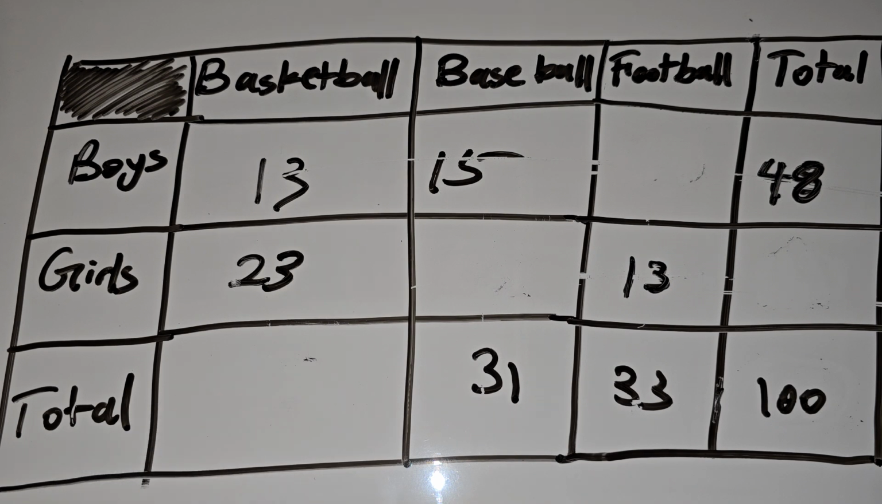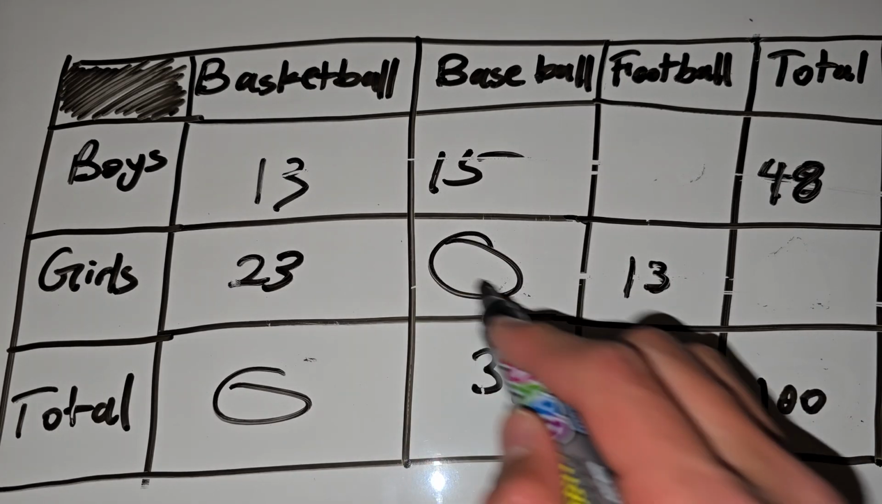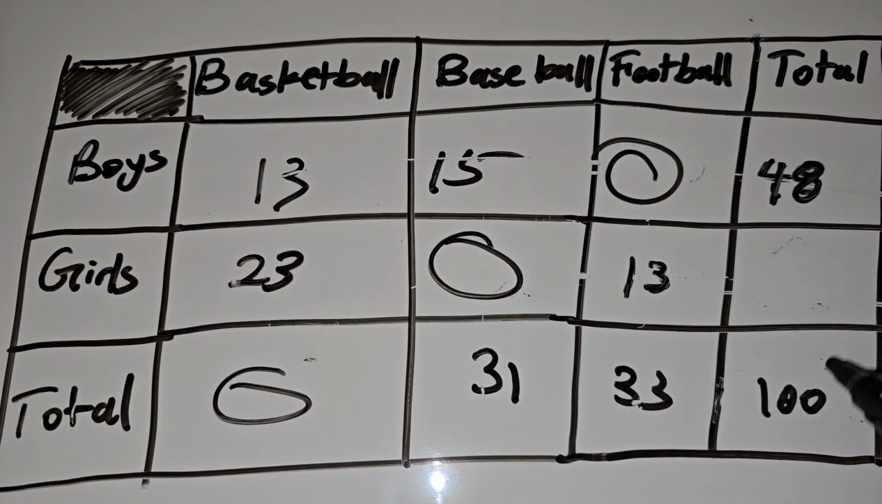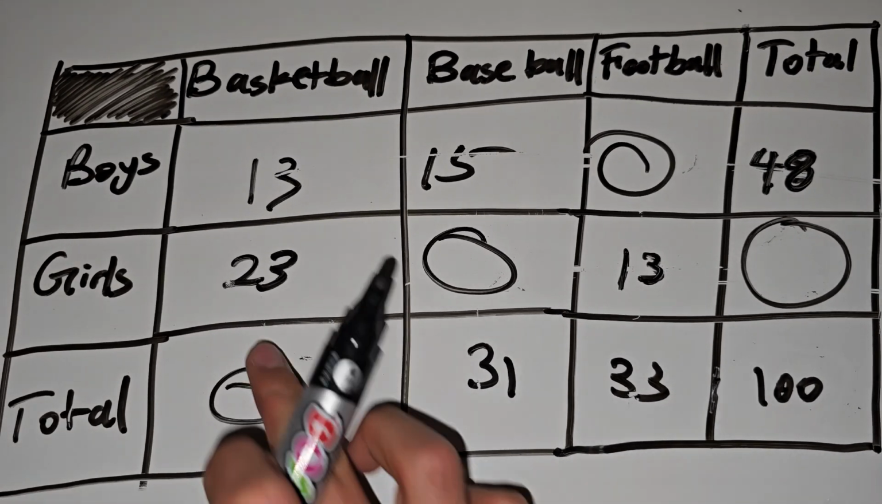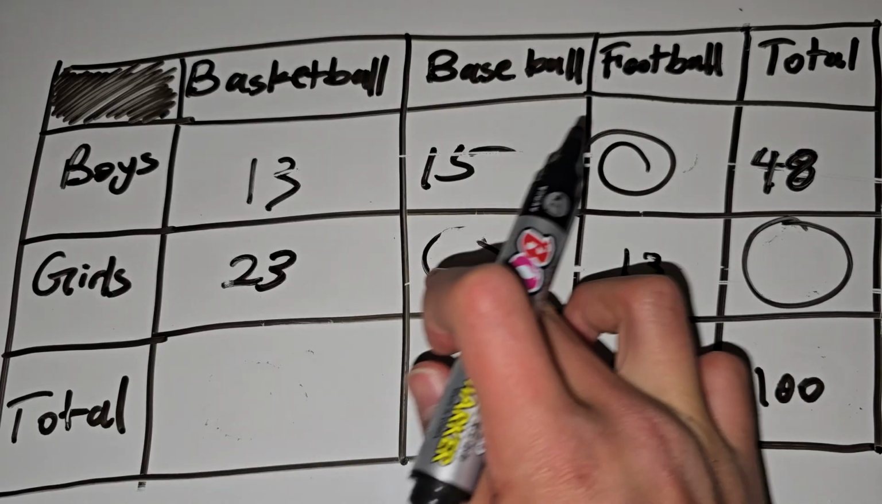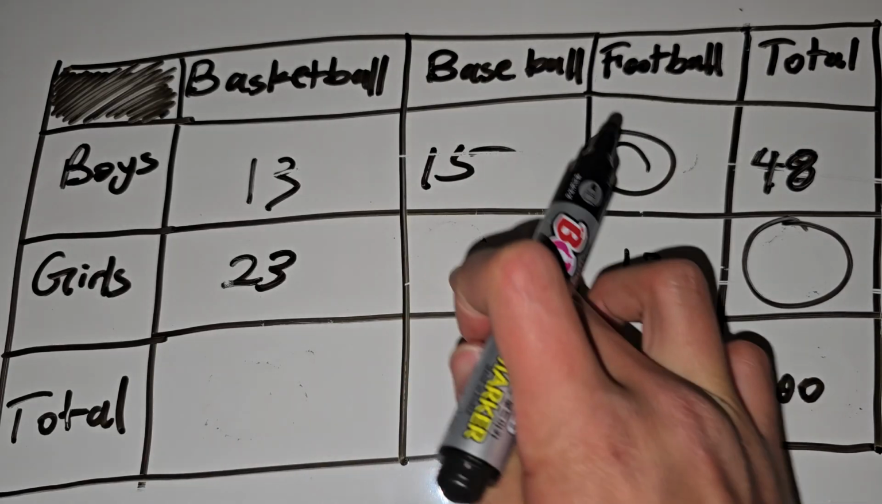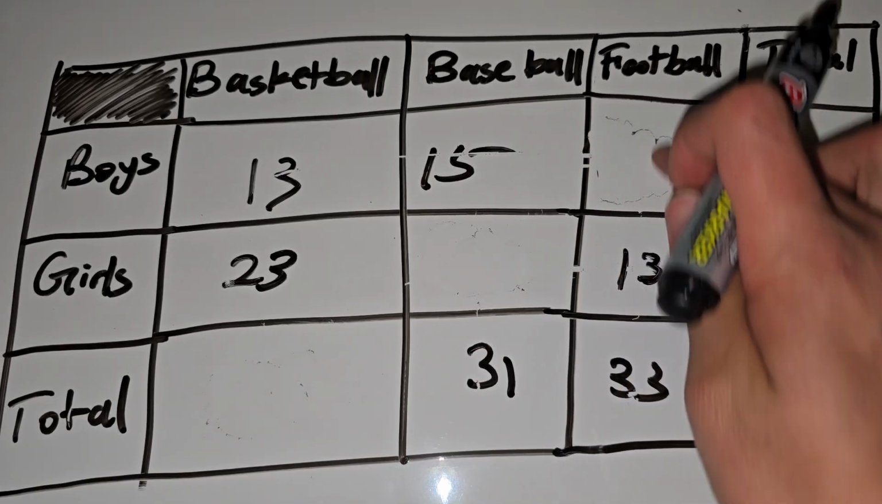Now you'll be wondering, we're missing this point right here, this point right here, this point right here, and this point right here. So how do I solve this? It's actually quite simple. It's like variable equations. For example, 15 plus x is equal to 31. Well, we can solve that.